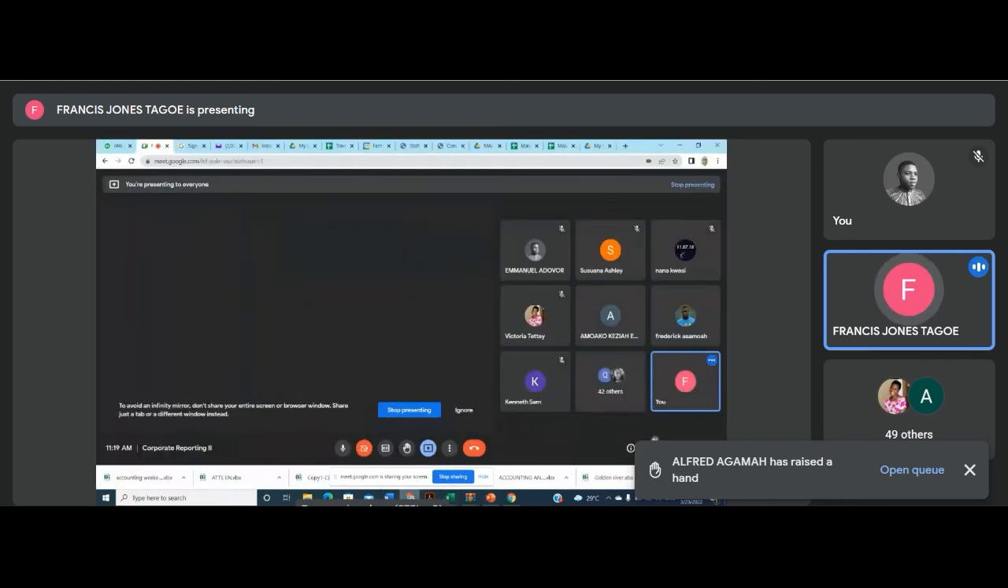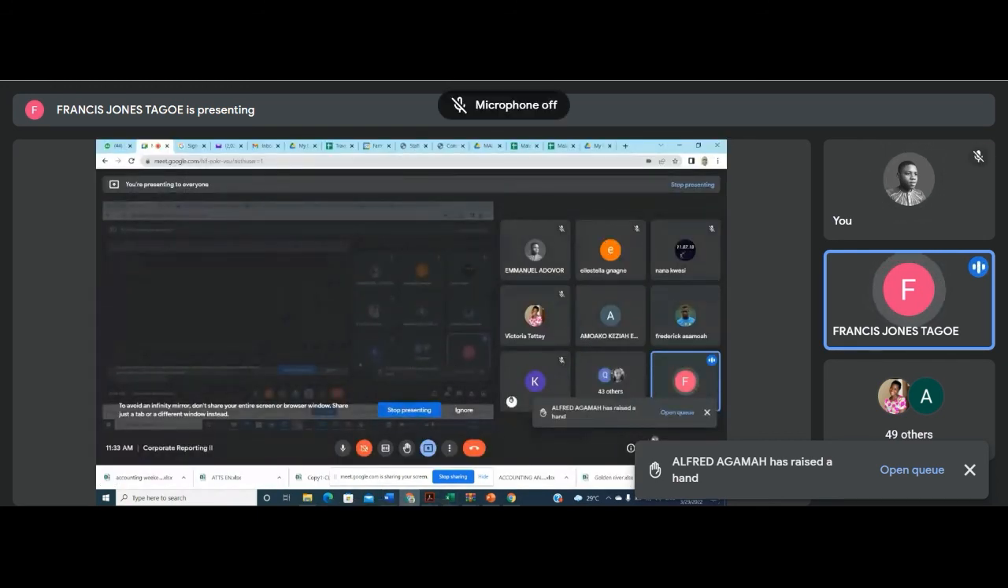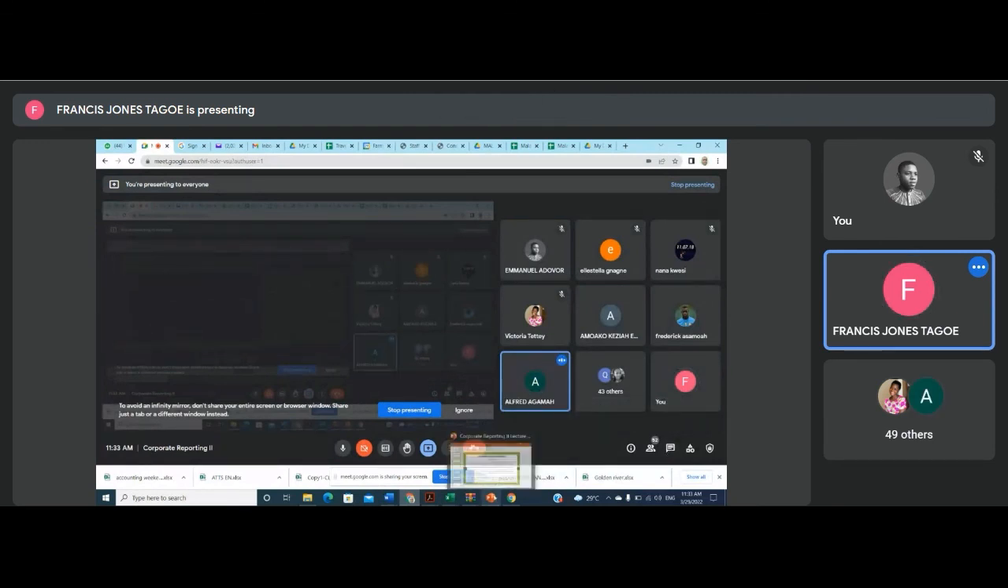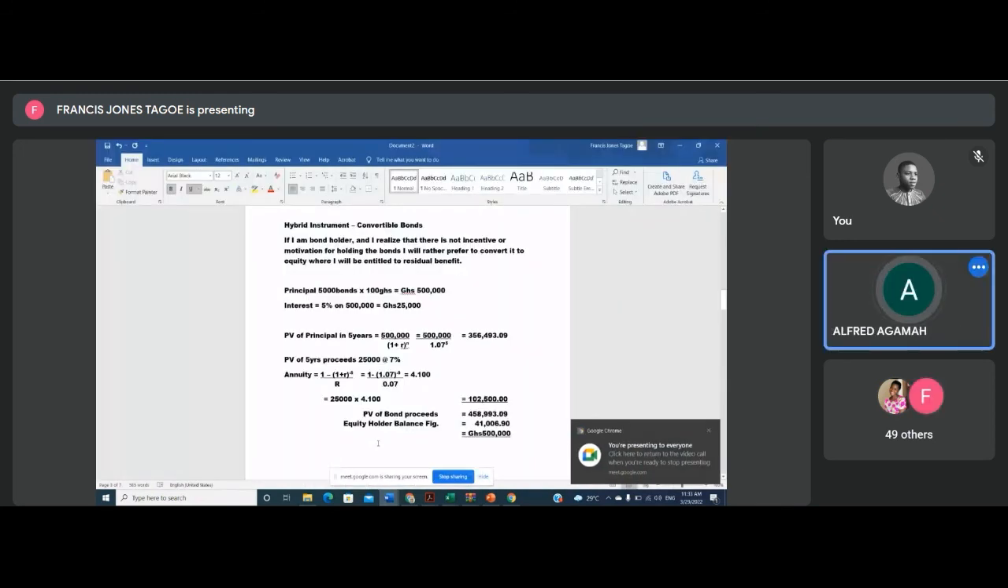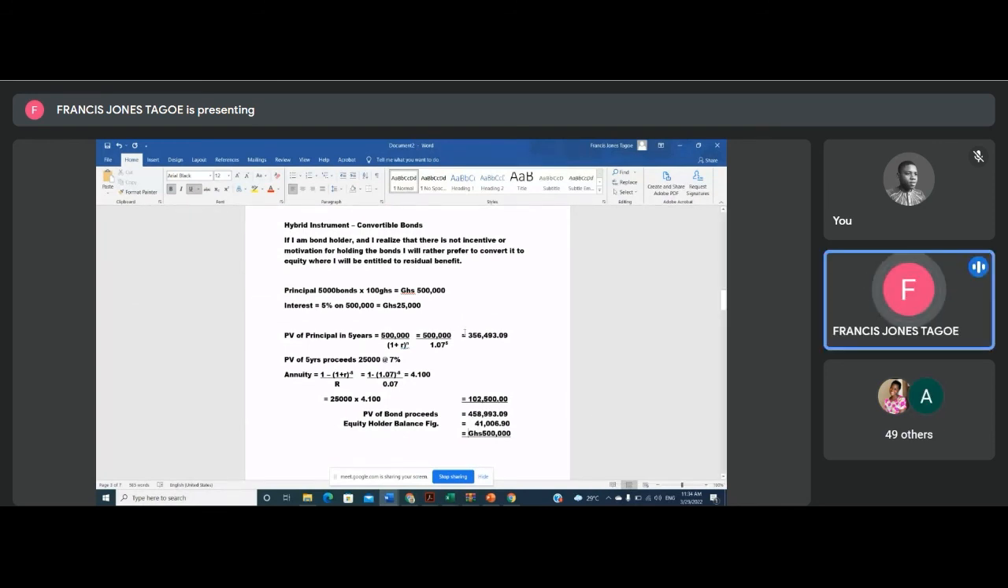Are there any further questions, team? Yes, Alfred, go ahead. The PV of the bond proceeds, I don't know how they got that value. They just gave you the figure. Please, somebody should explain how you got the PV of the bond proceeds to Alfred.